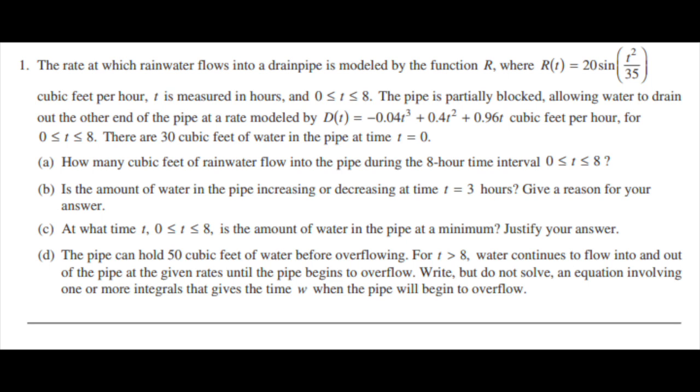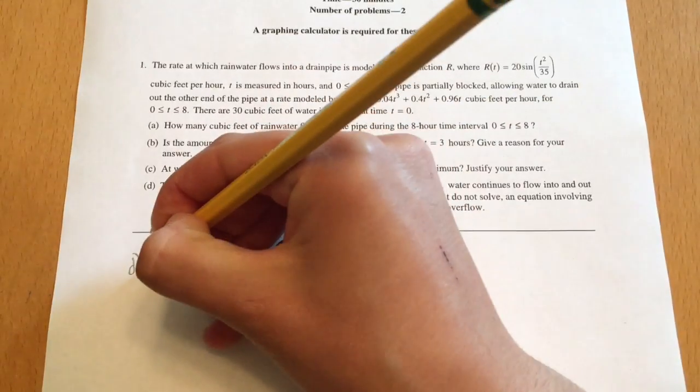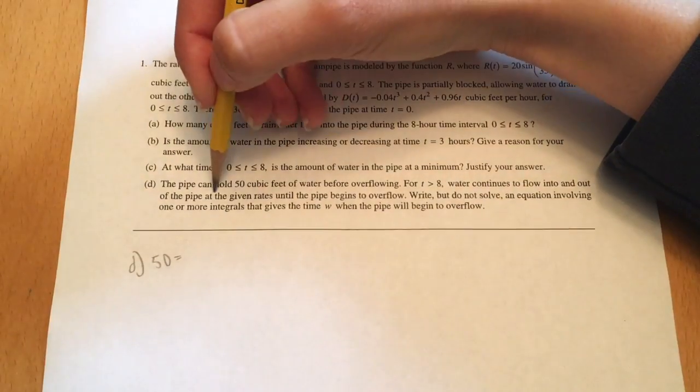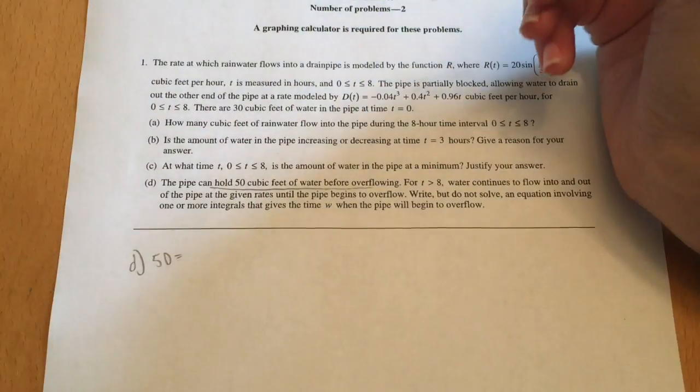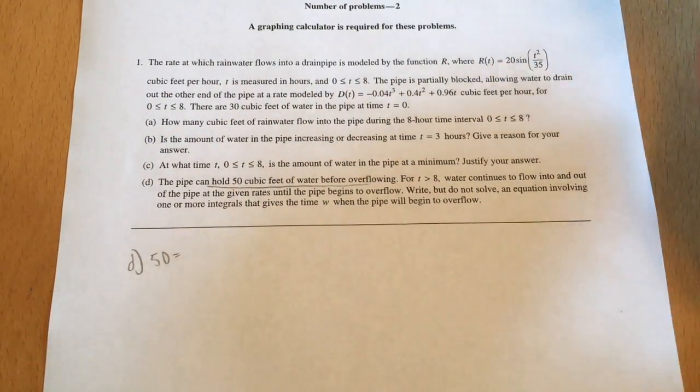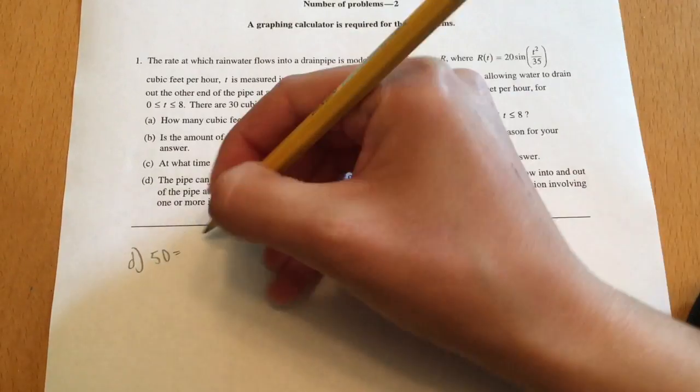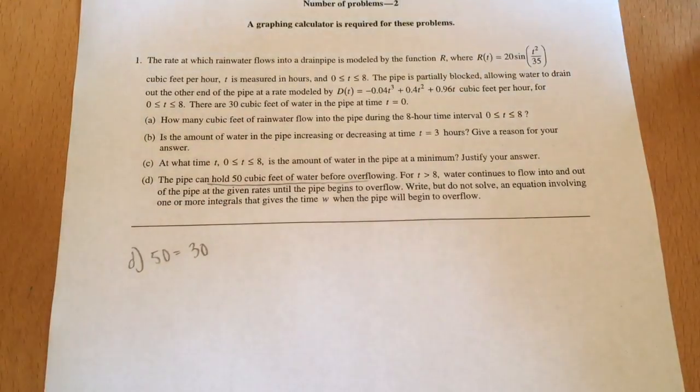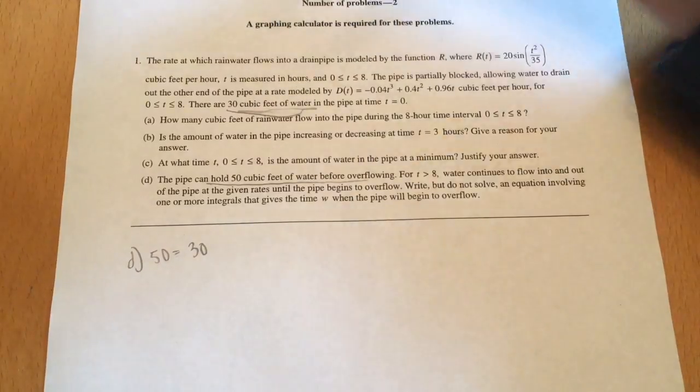Part D. The pipe can hold 50 cubic feet of water before overflowing. For t is greater than 8, water continues to flow into and out of the pipe at the given rates until the pipe begins to overflow. Write but do not solve an equation involving one or more integrals that gives the time w when the pipe will begin to overflow. So we start out with 50 because it says right here, that's how much the pipe can hold before it overflows. And then the initial condition would be 30, which is right up here, which is given right at the beginning of the problem.